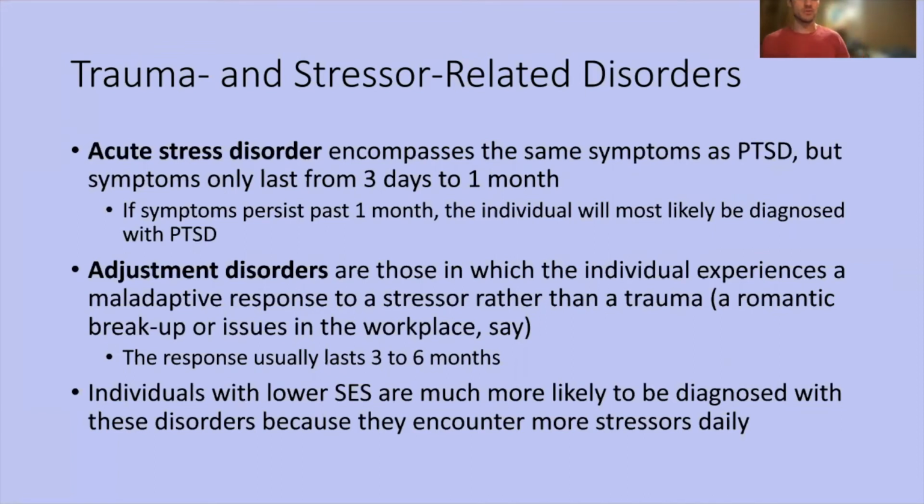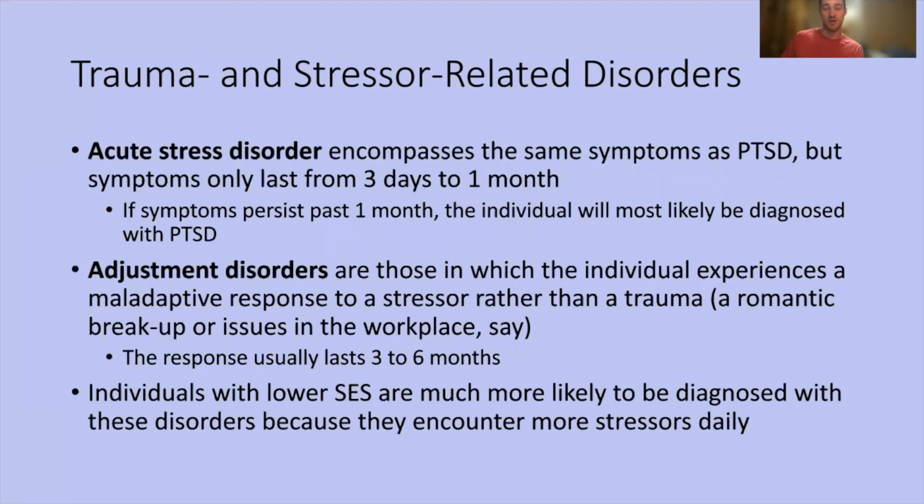Then we have adjustment disorders, and those are the ones in which the individual experiences a maladaptive response to a stressor rather than a trauma. So it's basically PTSD, but we're not talking about a traumatic event. A traumatic event would be something like, we talk about veterans all the time with PTSD, watching one of your friends get killed to the right of you. When we say stressor, we're really talking about daily stressors. So a romantic breakup, say, maybe issues in the workplace, anything like that would be considered stressors, but we still do have pathological responses to them.